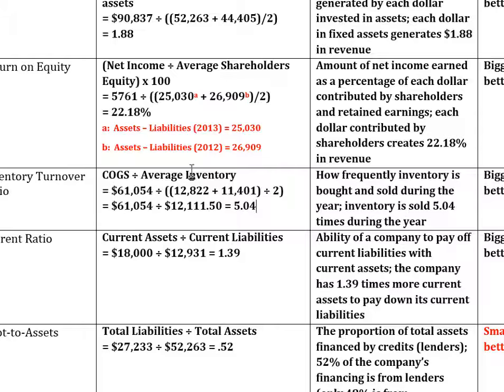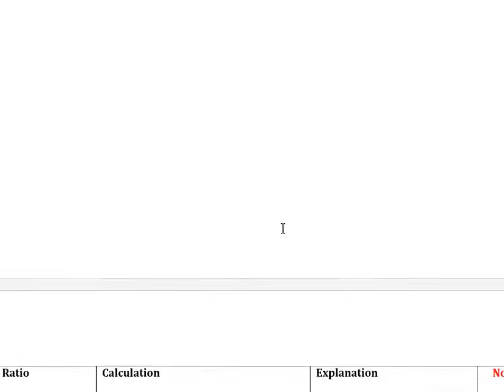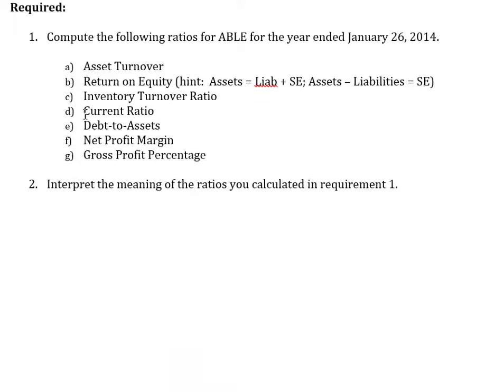So the bigger this number is, the bigger this ratio is, the better, because it means any inventory that we're buying to resell, the more times we can sell it, the quicker we'll get our money in, right? Because the more we're selling, the more we should be able to collect from our customers, right? So bigger is better. Now, the other thing they ask us to calculate is the current ratio.